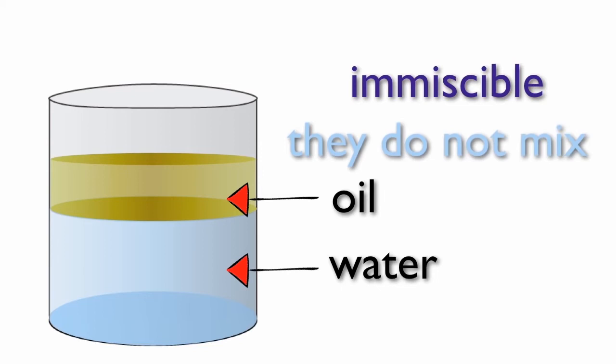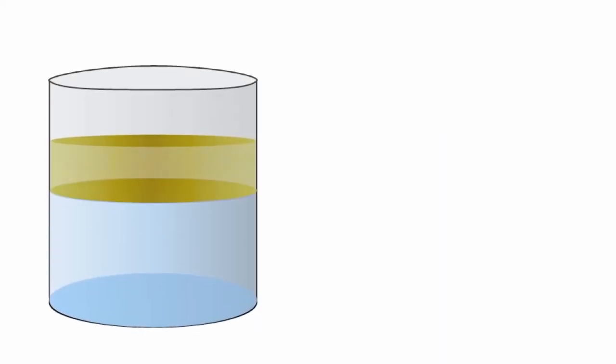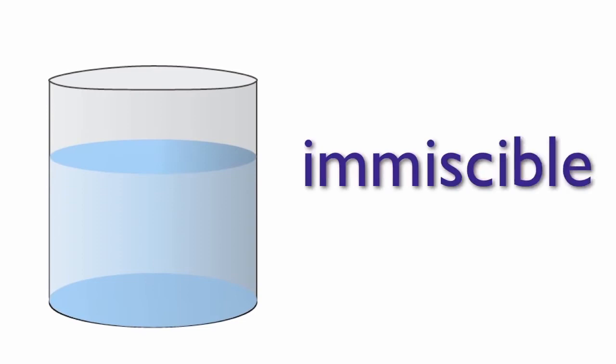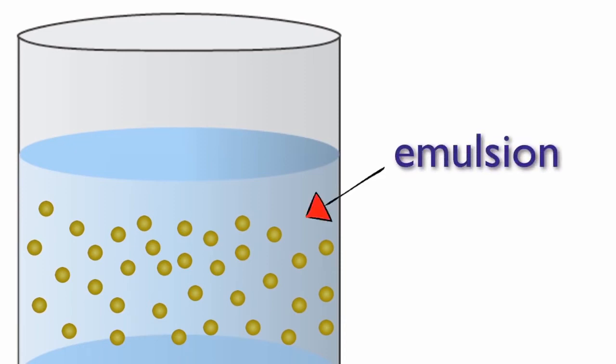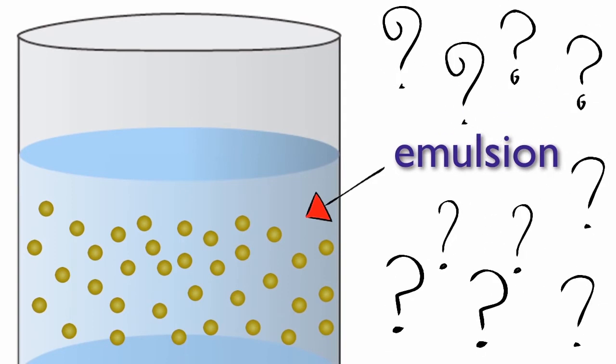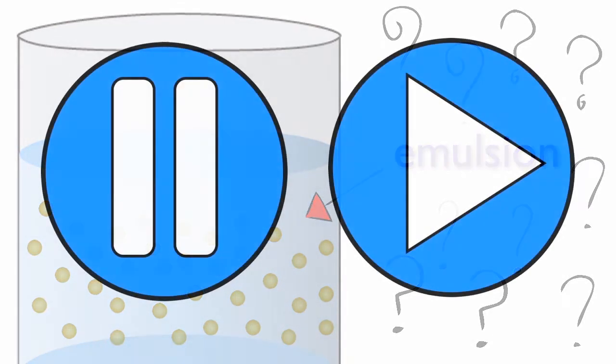Even if you shake these two liquids vigorously, they will still remain immiscible. Let us look closely at what we have right now. There are tiny oil droplets interspersed throughout the water. We have just created an emulsion. What do you think will happen if we let this emulsion stand for 5 to 10 minutes? Let's pause the video and have a think. Press play once you are done.